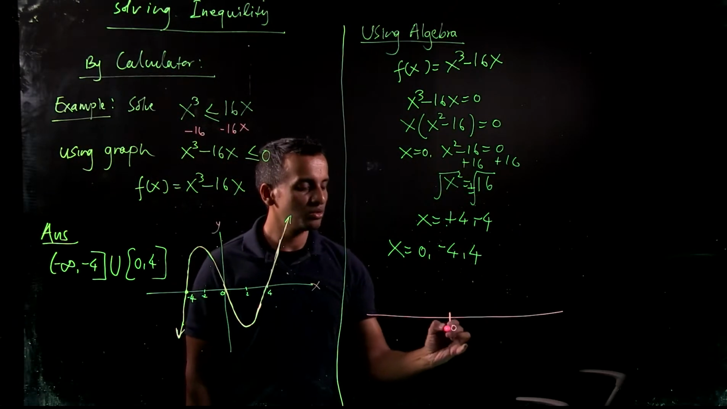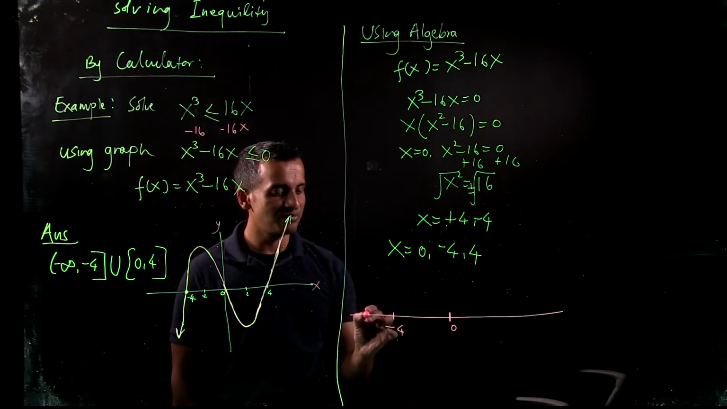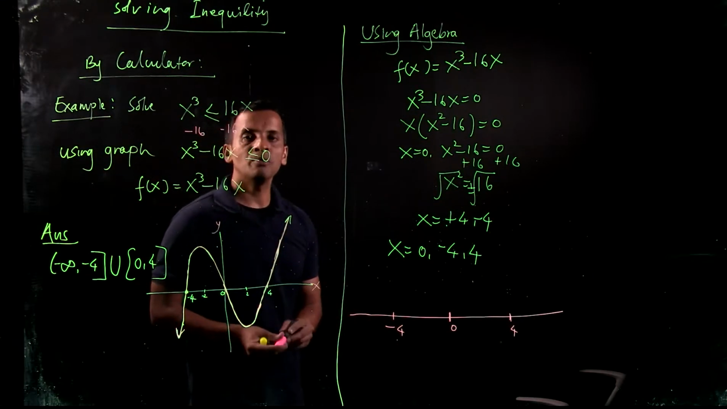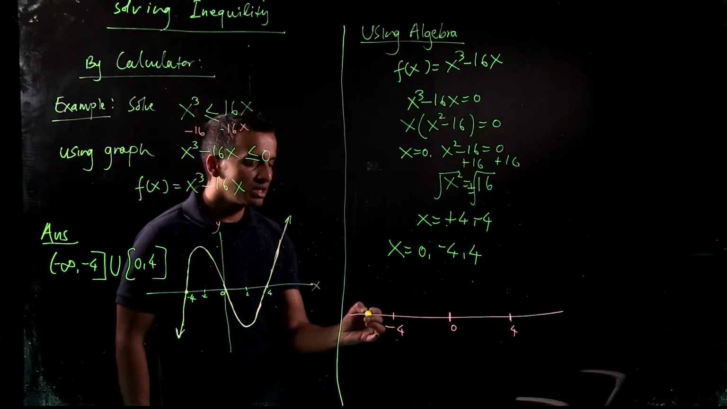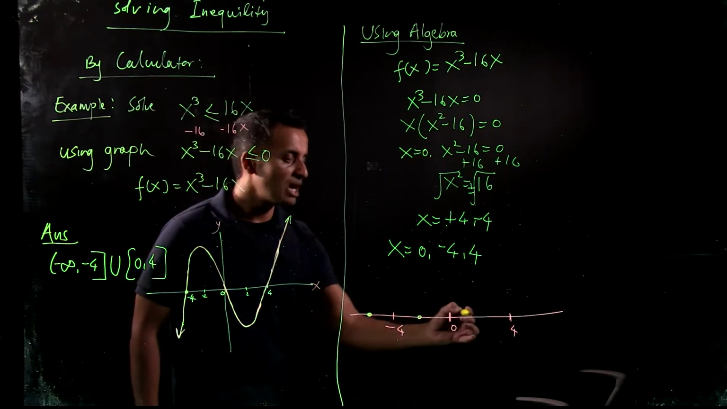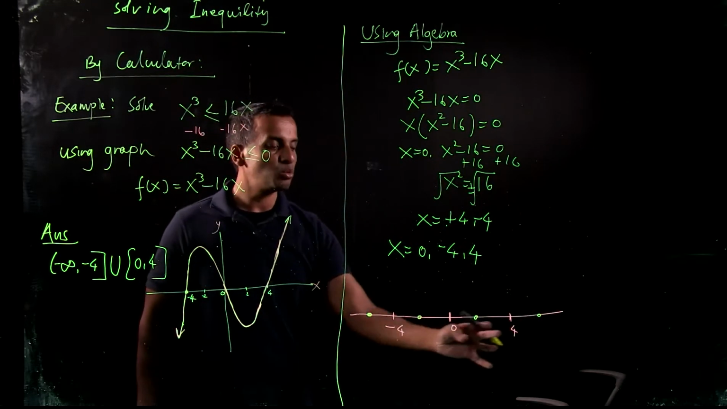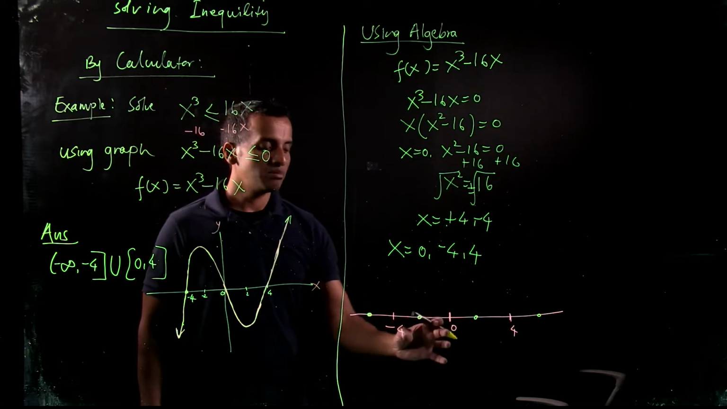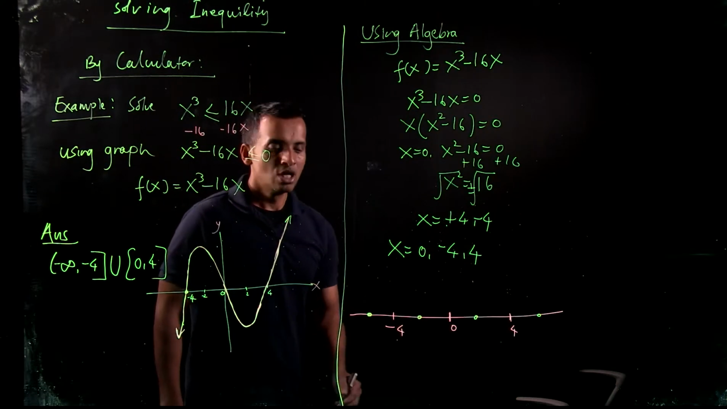So 0 will be in the middle, -4 will be on the left side, right? And also +4 will be on the right side of the 0. So you mark those, okay? Now you take a test point in this part, this part, this part, and this part, because there are 4 parts. You've got 3 points marked here, so there are 4 parts. That is left of -4, between -4 and 0, between 0 and 4, and right of 4.